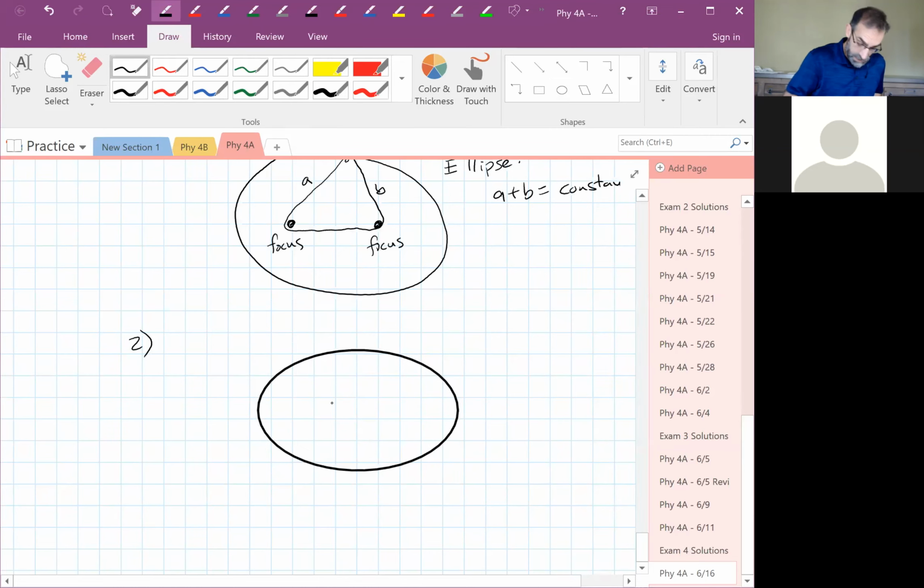Next thing he said was that if the sun is over here, the area, if we draw an imaginary line from the sun to our planet, this imaginary line sweeps out equal area in equal time.